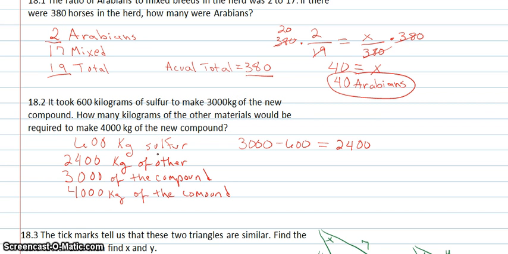Okay, so what we're going to do is take the ratio that they're giving us, the 2,400, which we did have to find out that that was 2,400. I'm going to take that over 3,000 because that's how many kilograms it took to get 3,000 for the compound. And then we want to get 4,000 kilograms of the new compound, but we need to know how much that's going to take. So what we're going to do now is just multiply 4,000 on both sides.